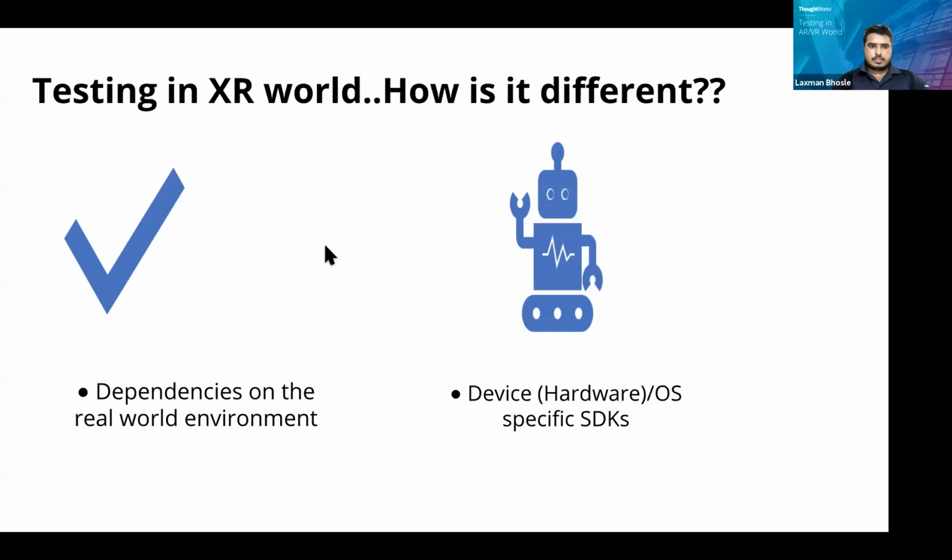Now the question arises how the testing is different from a normal application. If you take the example of a web application, we don't have any real world scenarios, like we don't need to render any virtual object or anything. We don't have any dependencies on the real world, and the application that is built is specific to an OS. That means we are building the application for a specific type of device, like if it is Android, if it is iOS, like this.